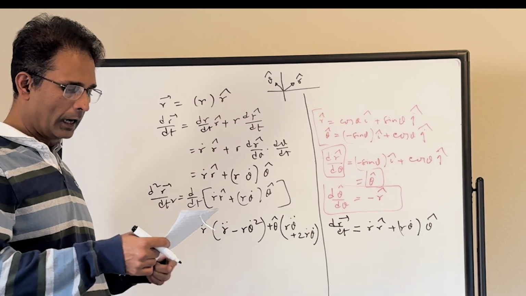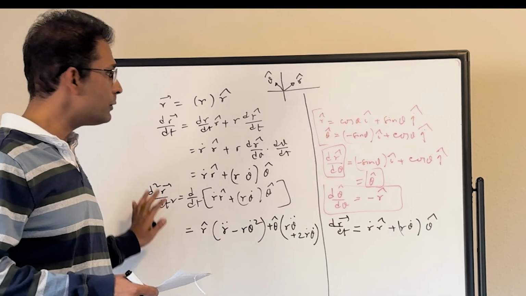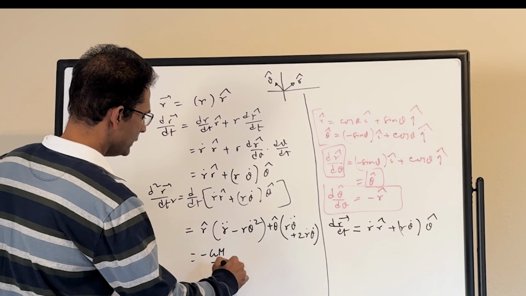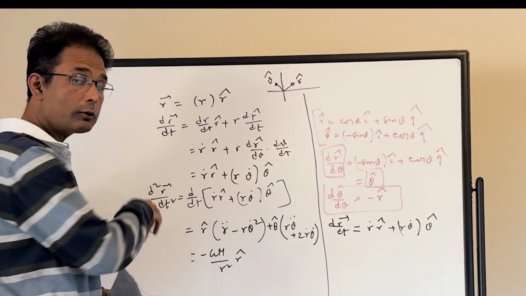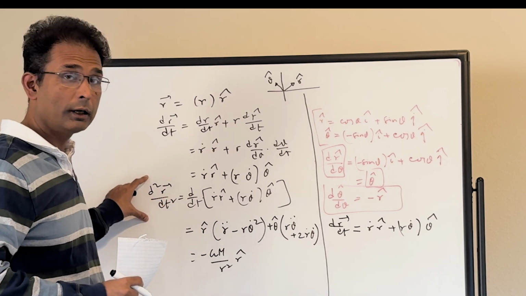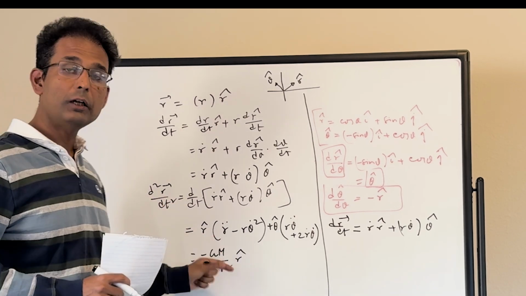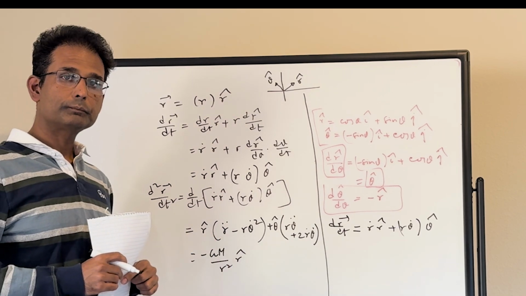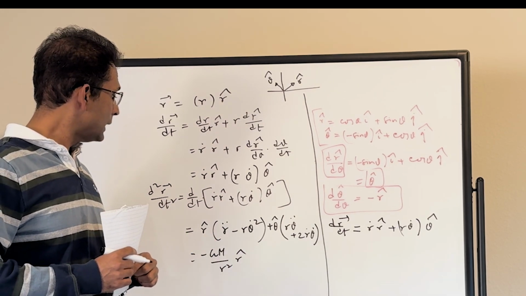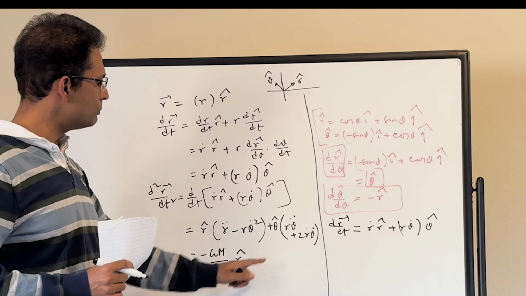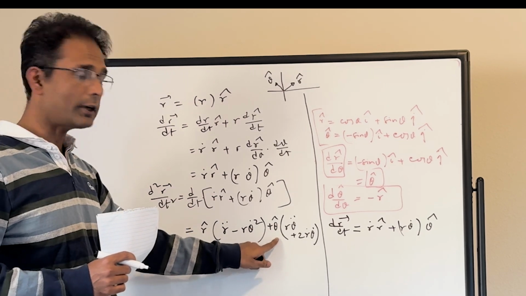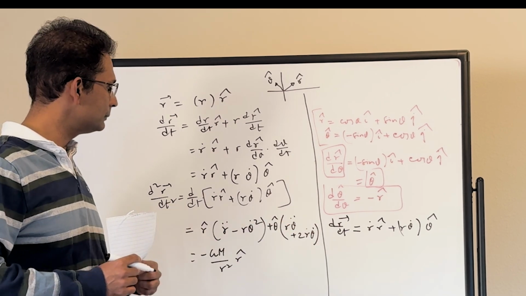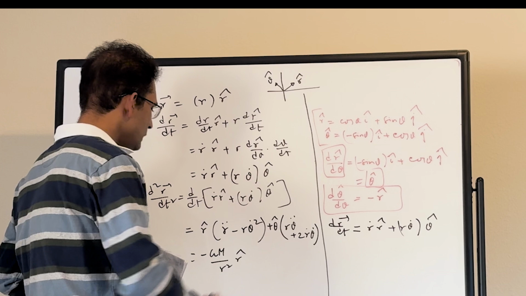All right, so now we're going to set this equal to, remember, minus GM over r squared r hat, on the right side. This is what you have on the left side of Newton's second law of motion, and on the right side you have the expression for the gravitational force, which is given by this expression. Now notice something very interesting. You have a theta hat term on the left side, but there is no theta hat term on the right side. So that means this thing is equal to 0.